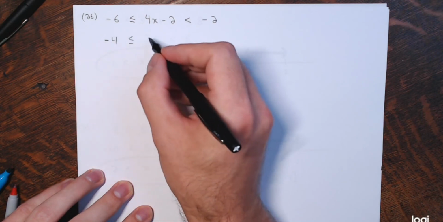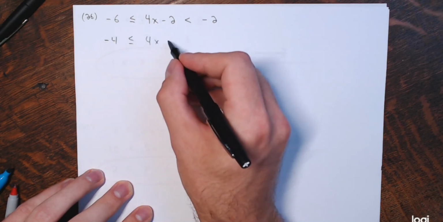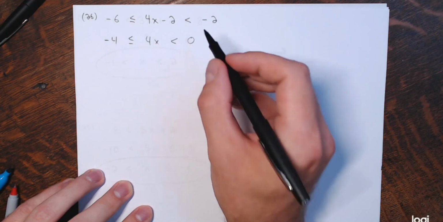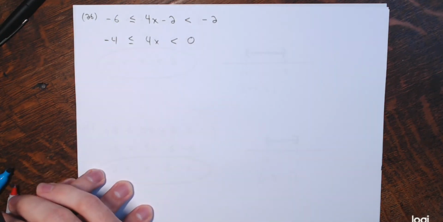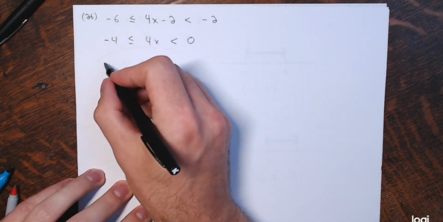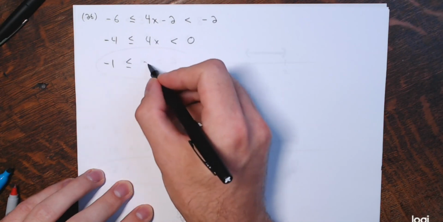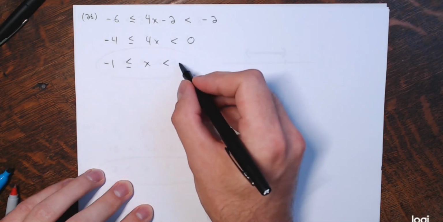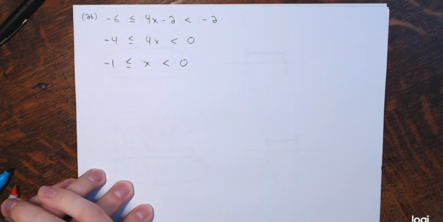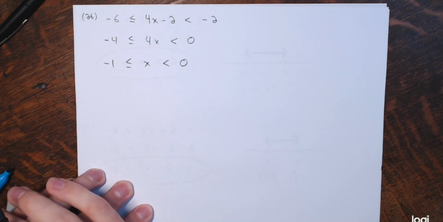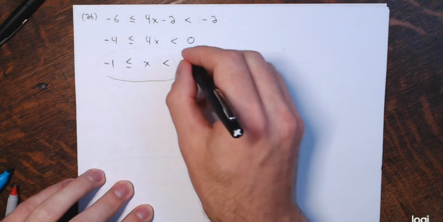All right, so first I would add 2 to all 3 parts. Negative 4 is less than or equal to 4x, and 4x is less than 0. All right, and then I would divide everything by positive 4, giving me negative 1 here is less than or equal to x, and x is less than 0. All right, dividing 0 by 4 is still 0. And there we go, the variable's alone in the middle.